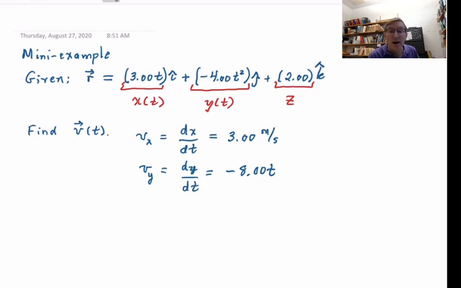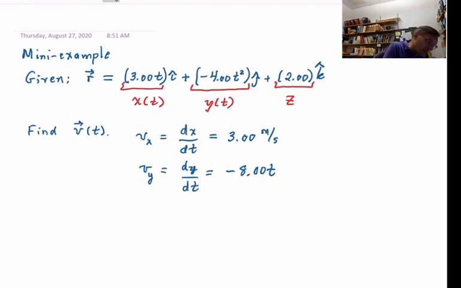That means the y component of the velocity depends on time. It's changing. Is that true for the x component of the velocity? Is it changing with time? No. There is no t in the expression for v sub x. It's constant. But v sub y changes with time.